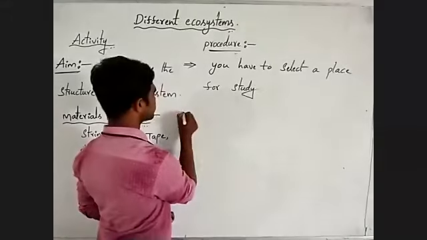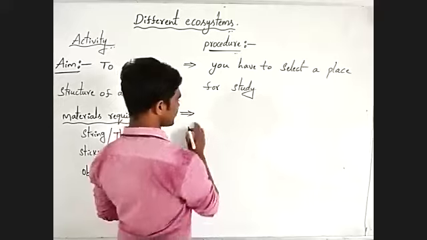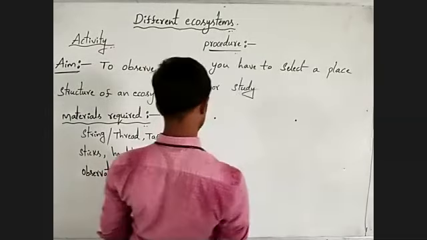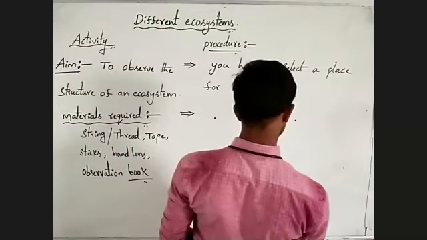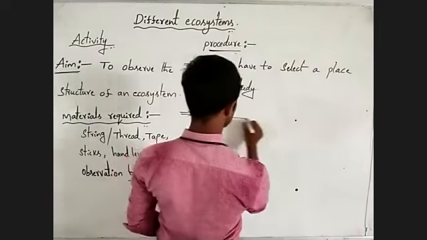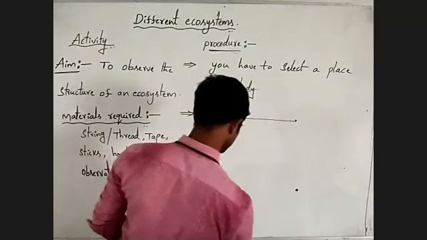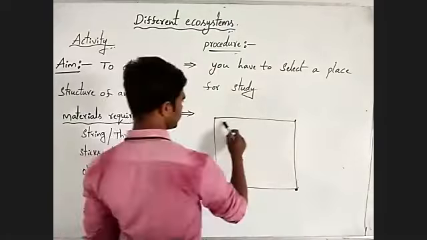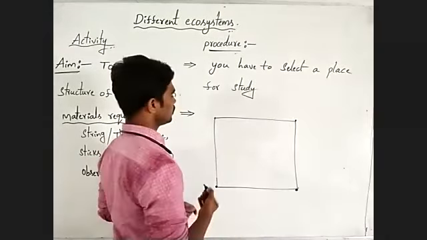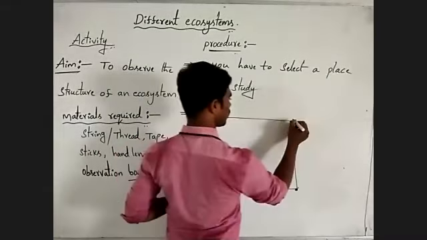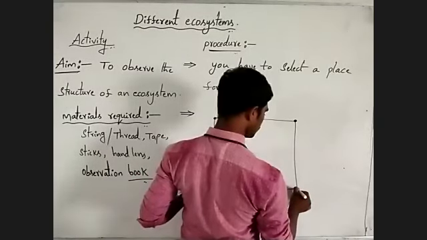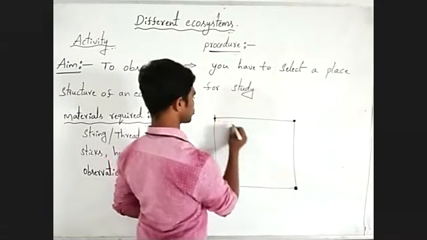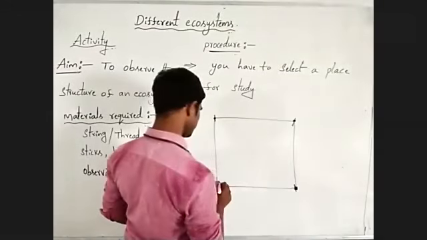Next, now you have to measure a square meter in that place, and you have to mark the corners of that square meter by using chalk pieces or small sticks.